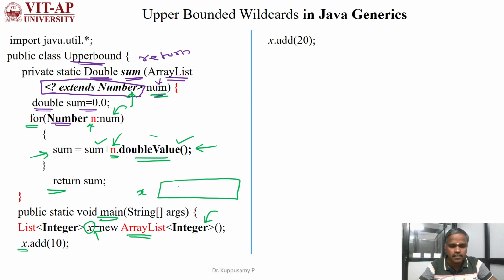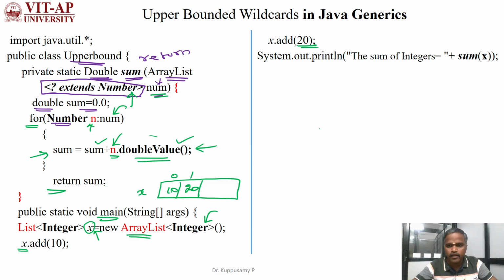So here x is creating the ArrayList. In that ArrayList I am adding 10 at the 0th index. Then I am adding 20 at the first index. So now the ArrayList is created with two values. Then I am calling the method sum of x. I am passing this ArrayList through this method, so the ArrayList is passing over here. So this is calling the sum method.